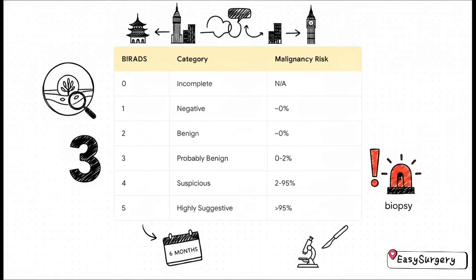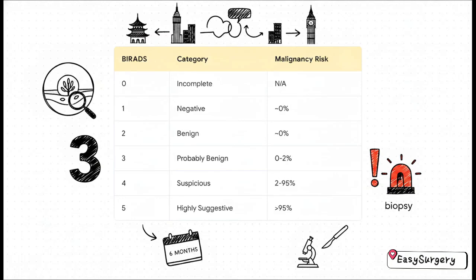Now, what's really interesting about this slide is the BI-RADS score. That stands for Breast Imaging Reporting and Data System. Whether a scan is being read in Tokyo, New York, or London, this universal scoring system ensures every doctor is speaking the exact same language.